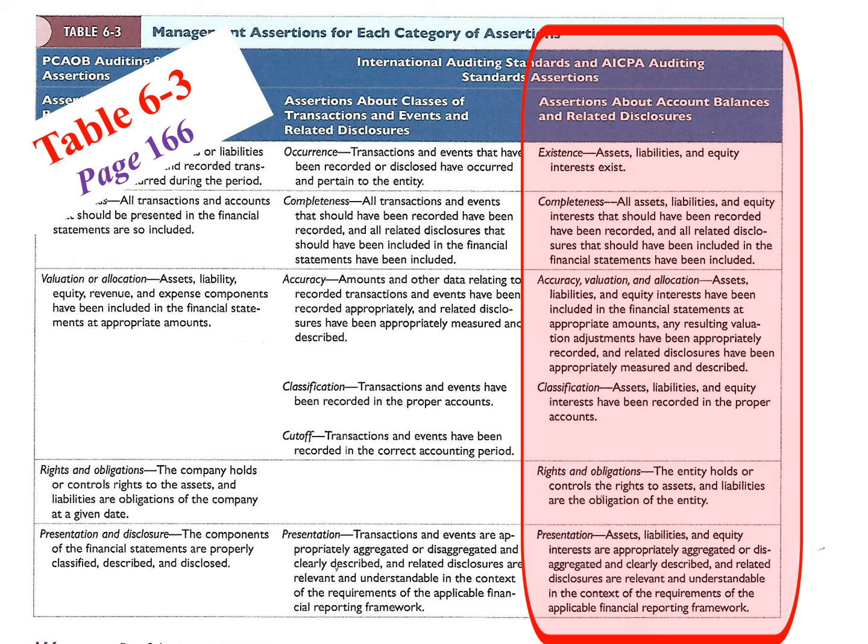And then we would also test for monetary correctness, which is our substantive test of transactions. We're over on the far right column of table 6.3, Tad's favorite table in the whole book. So we're worried about existence, completeness, accuracy, valuation, allocation, classification, rights and obligations, and presentation. We're worried about all six.